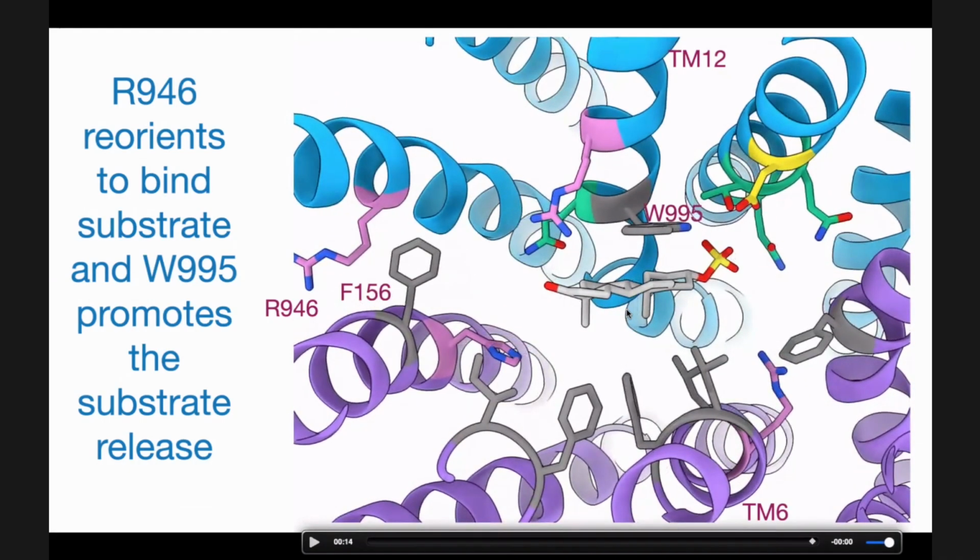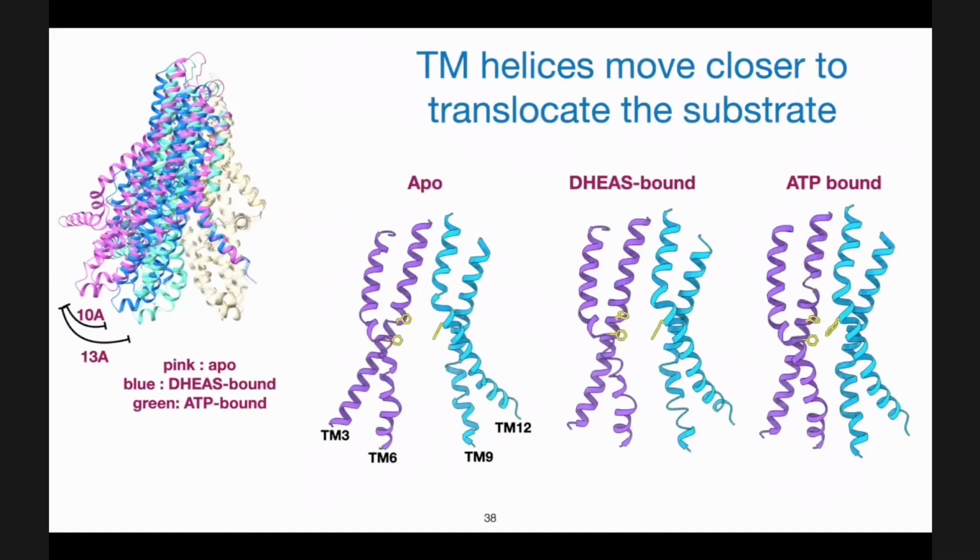So here I will show this concept again in this slide. You could see that APO is more relaxed or more open in nature compared to DHEAS, but in the ATP bound state, these residues are coming more close together so that the substrate can exit out. And here major conformational changes are happening in these helices TM3, TM6, TM9, and TM12.